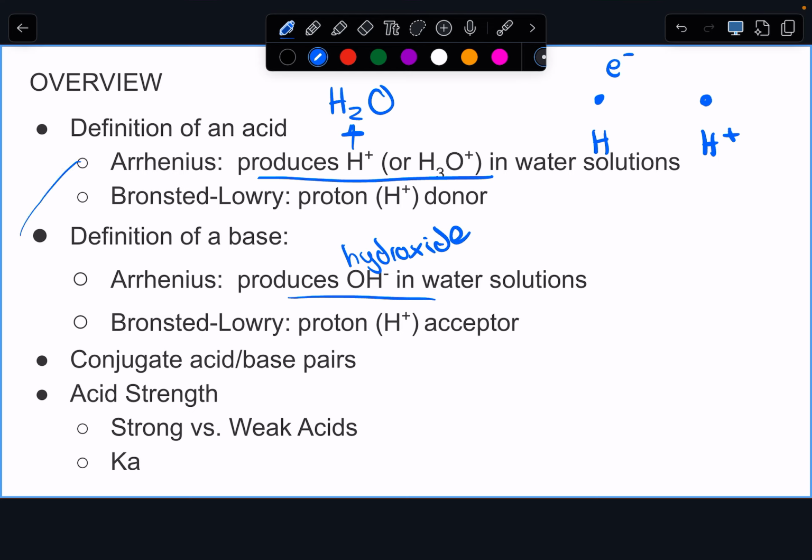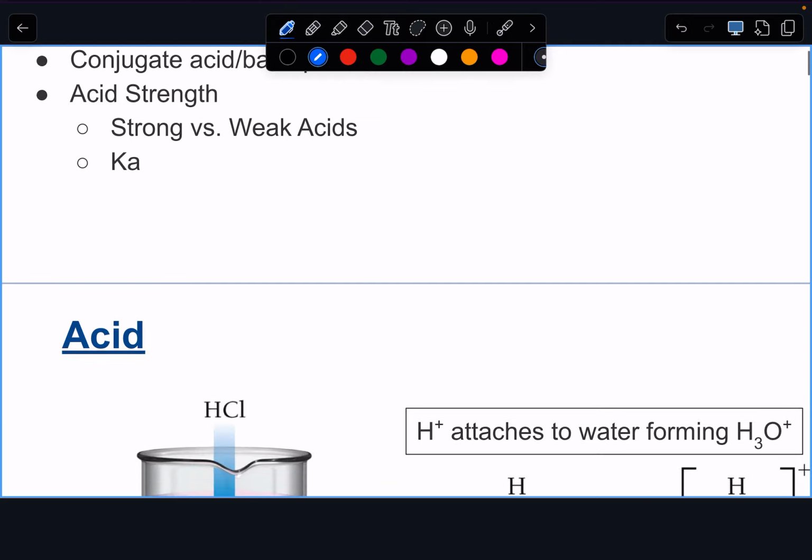Now, Arrhenius is kind of limiting because it's looking at an acid specifically only with water. It's not looking at what if I combine an acid and a base. So sodium hydroxide and hydrochloric acid. It's looking at if I have this thing in water. So in water for the Arrhenius definition. The Bronsted-Lowry one is a little bit broader, I think. It talks about it as either donating or accepting an H+. So to make this one make sense, let's look at the example on the next page.